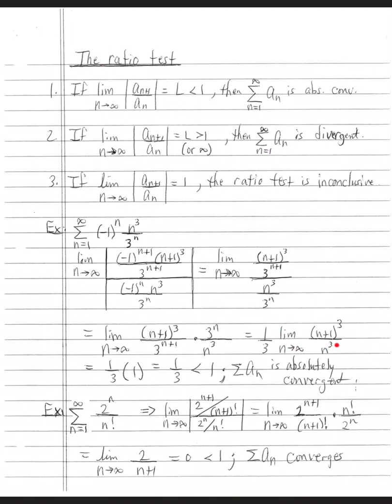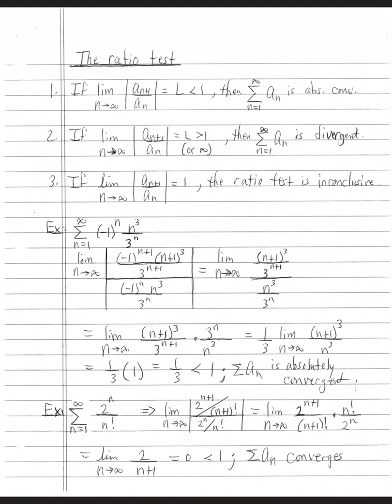This limit is equal to 1 because the dominant terms are n cubed top and bottom, and their lead coefficients are both 1. 1/3 times 1 is equal to 1/3. That's less than 1, so property 1 in the theorem is met. That tells us that our series is absolutely convergent.